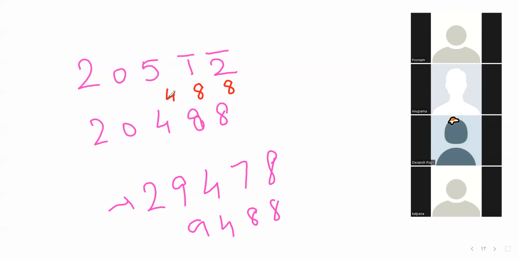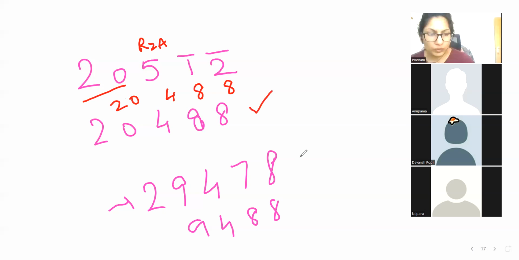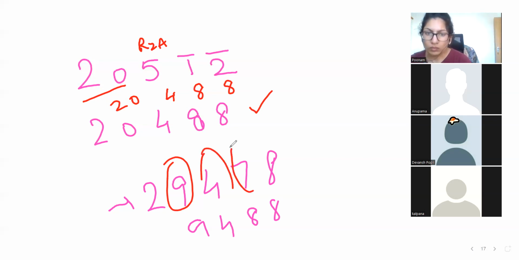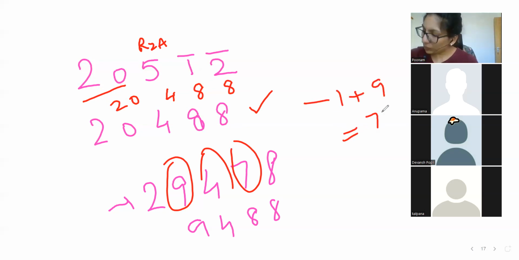After that, now this is your R2A. Now you have R1. So R1 positive numbers remain the same. Yes, sir. So why are you moving for this 9? That's 7. 0. How did you get 7? See, 1 bar and 9, minus 1 plus 9. How is it 7? Tell me.